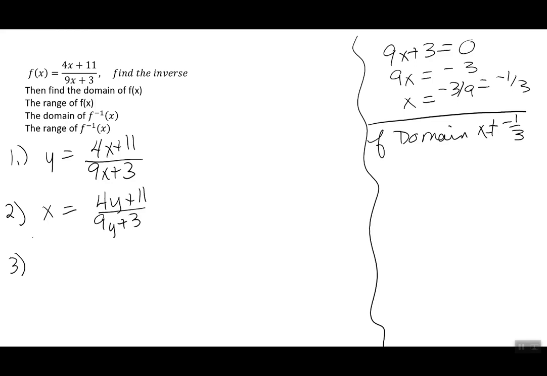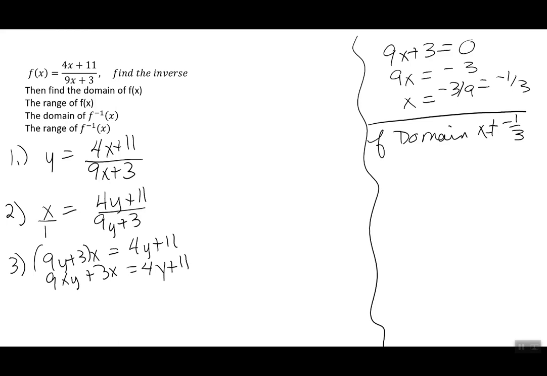So step three, there's the big one. Again, we could do a cross multiplication. I have 9y plus 3 times x equals 4y plus 11 times 1. That's the same thing. So I have 9xy plus 3x equals 4y plus 11.